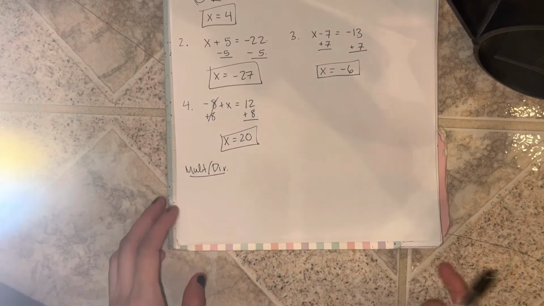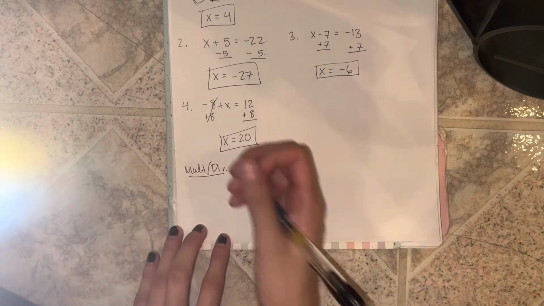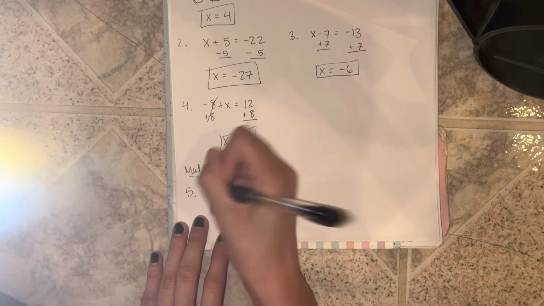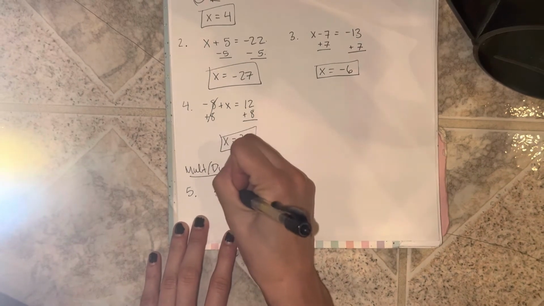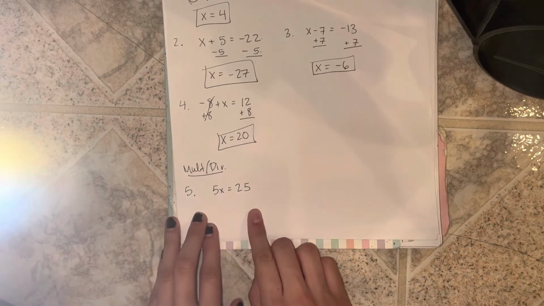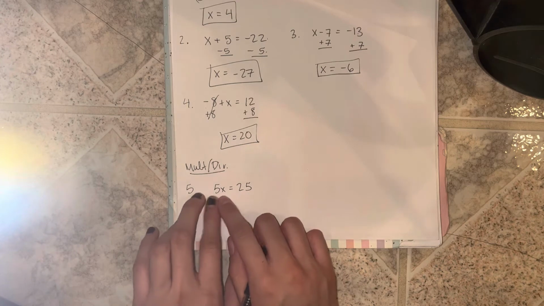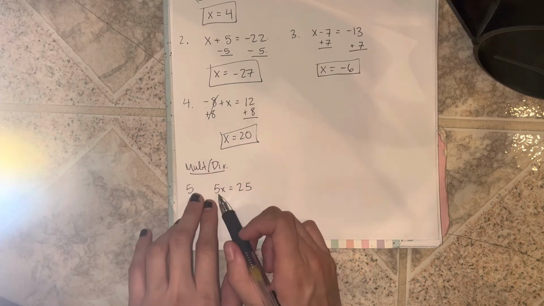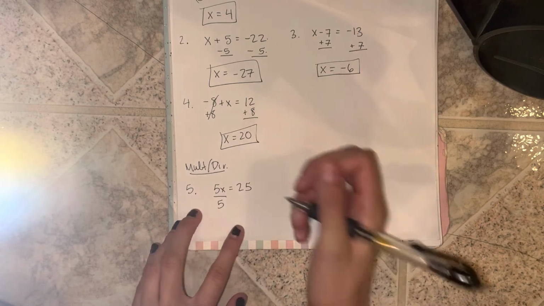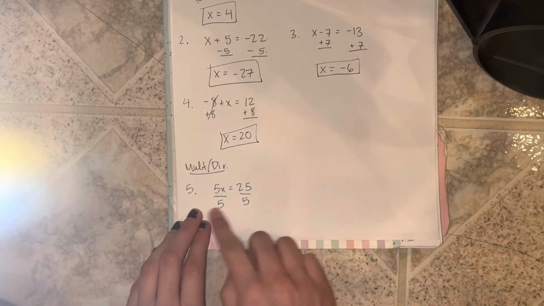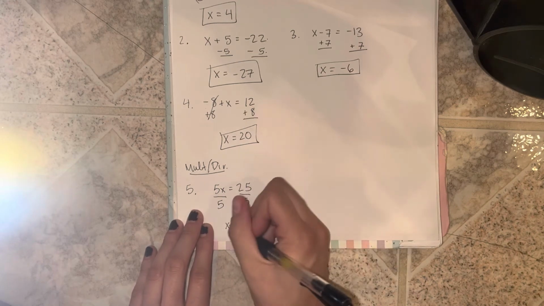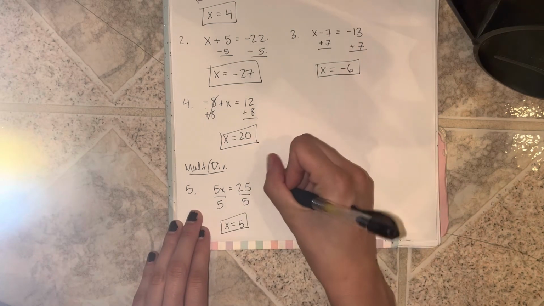Okay, let's do multiplication first. Let's say we have 5x is equal to 25. In order to solve for x, we now have 5 being multiplied by x, so we have to do the opposite operation, which is divide by 5. And so then we have our answer, which is x equals 5. Woohoo! Okay, let's do another one.